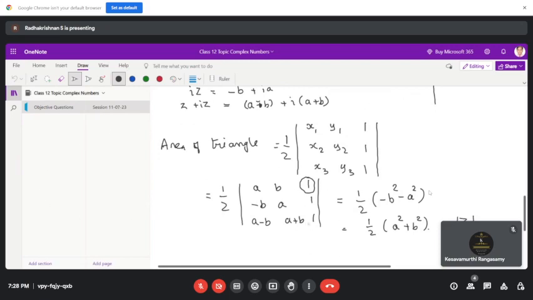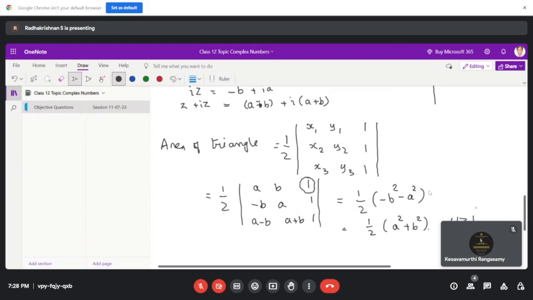Sorry, this is half of a square plus b square, which is half of mod z, because a square plus b square is mod z. So one of the options is half of mod z. Sir, actually, half mod z is the whole square, because mod contains the square root of a square plus b square. Correct. Mod is equal to square root of a square plus b square.